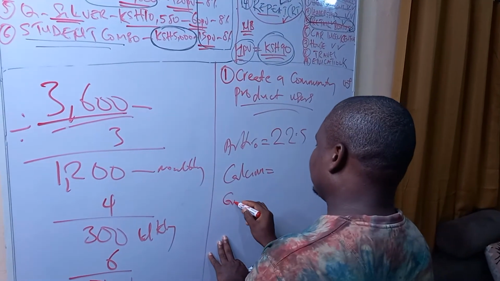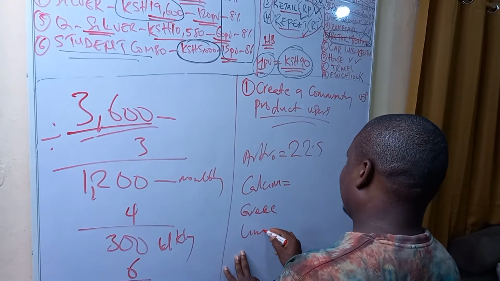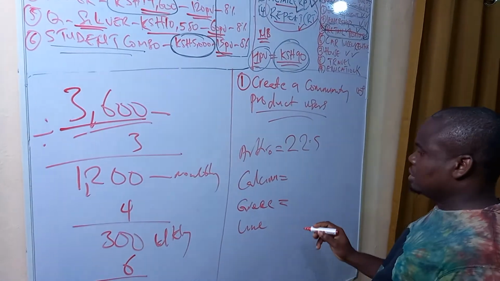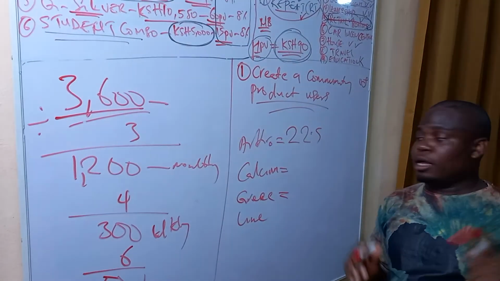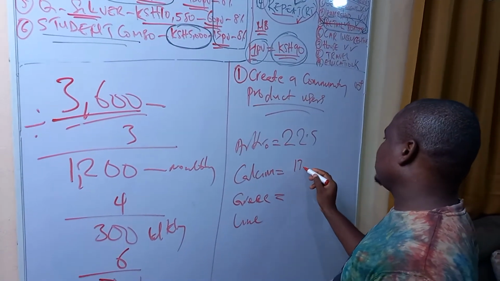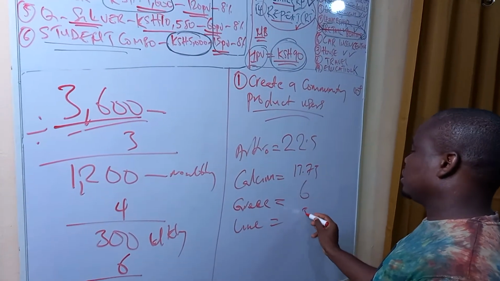Then we also have green tea, and then the liner. I'm not too sure of what the PVs are in Kenya, but I think calcium is 13.75, green tea is 6, then liner is 3 PVs.